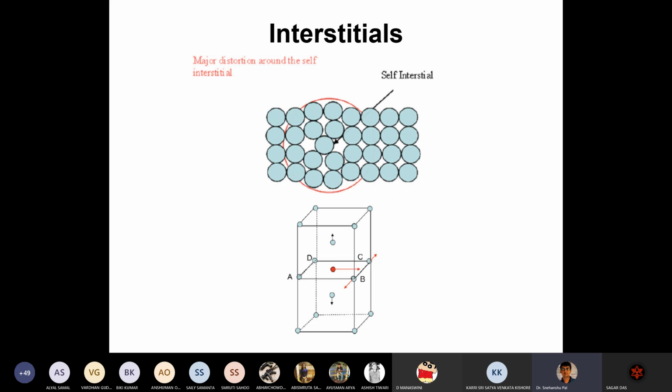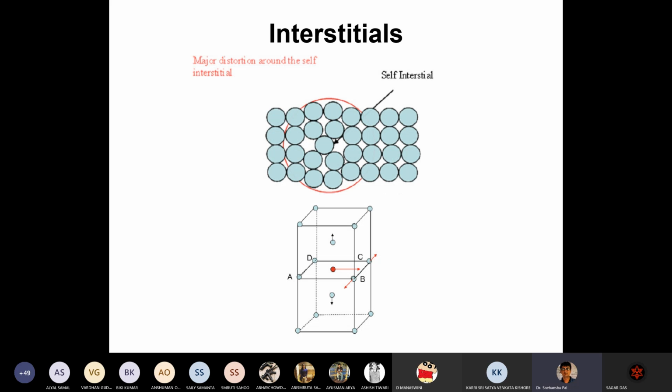So again I am repeating, if host atoms are taking position at interstitial instead of regular lattice position, these are called self-interstitial. And you must remember, these are different from impurity atom present at interstitial site, which I am going to explain a few minutes after.